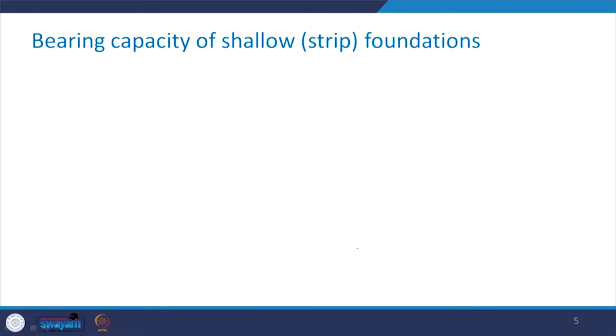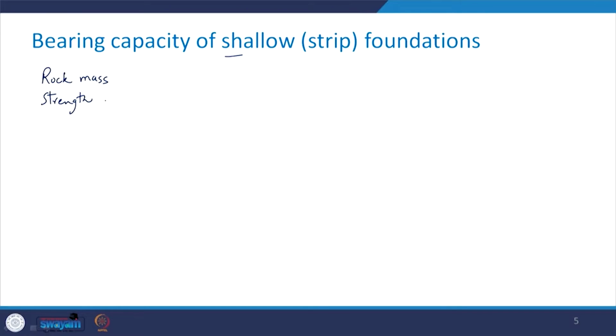Now, how to get the strength? Because here we are dealing with the rock mass, we will have to get the strength in terms of the rock material and the discontinuities. So, let us say that we take a very simple example and use this Bell's approach and try to get the bearing capacity of this shallow or the strip foundations.